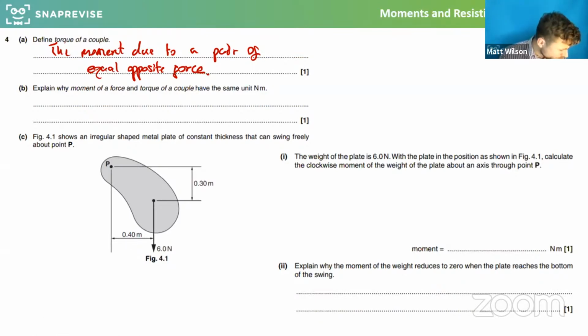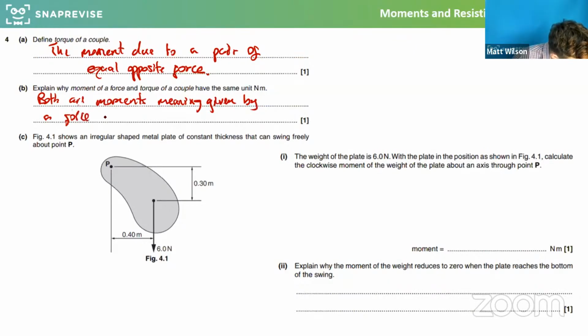Now we're asked to explain why moment of a force and torque of a couple, and we've seen in both cases their moments, have the same unit, newton meters. So why is this? Well, first of all, let's just mention both are moments, as we mentioned above, meaning they are given by a force times a distance, giving newtons times meters.